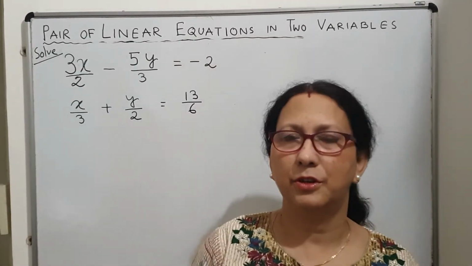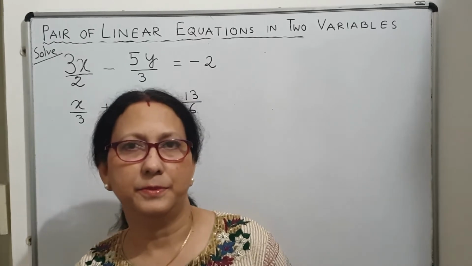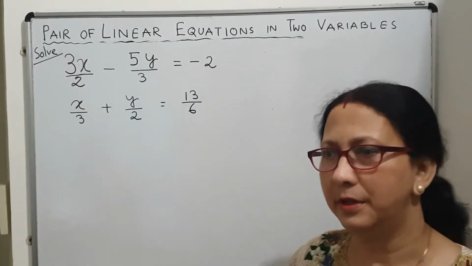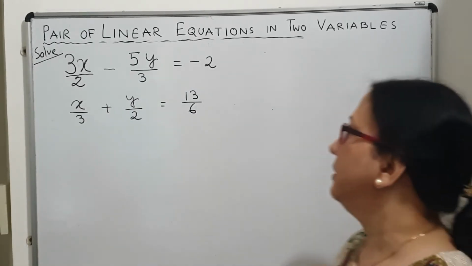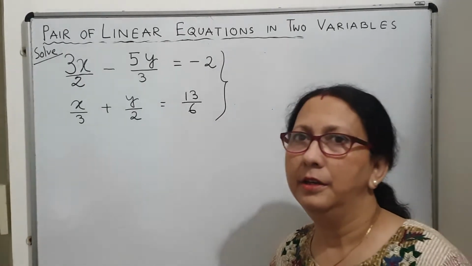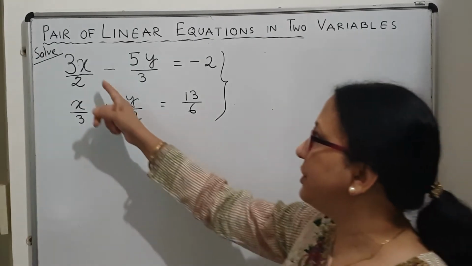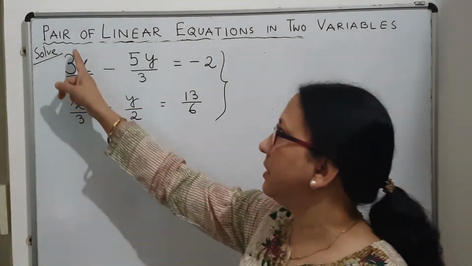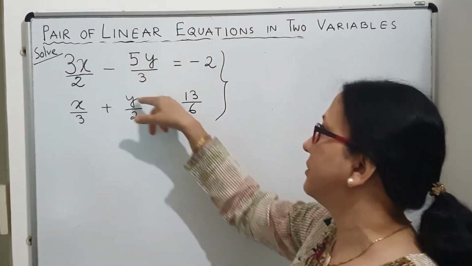Hello, today I'll be solving some questions from the chapter of linear equations in two variables. So the first one, I've taken this pair of linear equations in two variables. Now here you see the coefficients of the variables x and y are fractions, they are not integers.